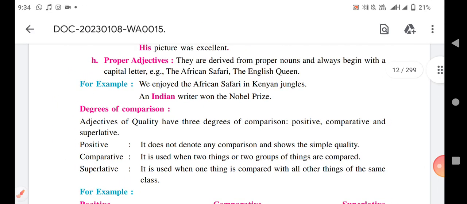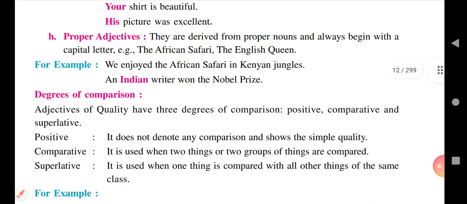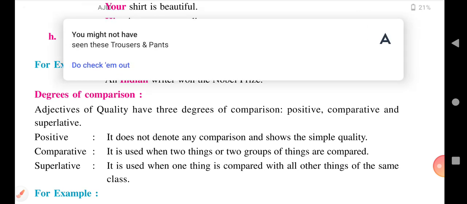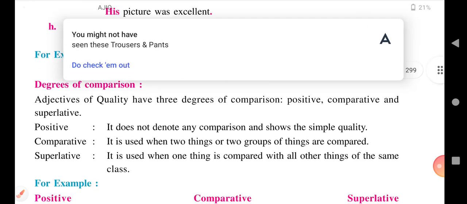Degree of comparison. Adjectives of quality have the three degrees of comparison: positive, comparative, and superlative. Positive. It does not denote any comparison and shows the simple quality. Comparative. It is used when two things or two groups of things are compared. Superlative. It is used when one thing is compared with all other things of the same class.